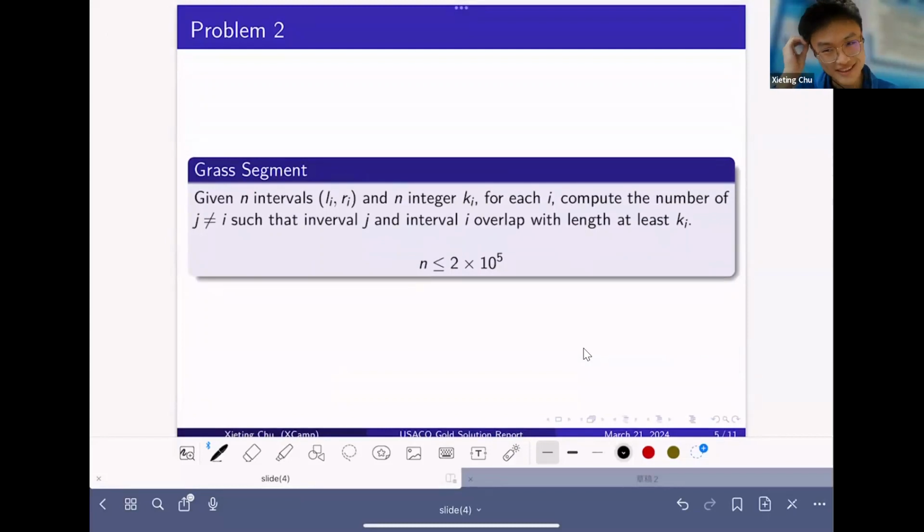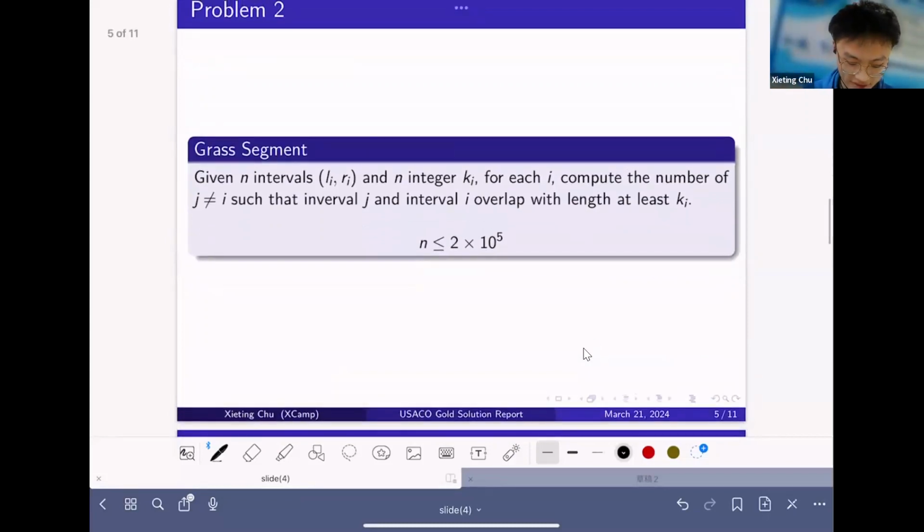Problem 2, I think, is the easiest problem in this contest. This problem gives you n intervals Li and Ri, and n integers Ki. It has the limitation that Ki is less than or equal to Ri minus Li plus 1, and Ki is greater than 1, I think. For each i, you need to compute the number of j not equal to i, such that interval j and interval i overlap with length at least Ki.